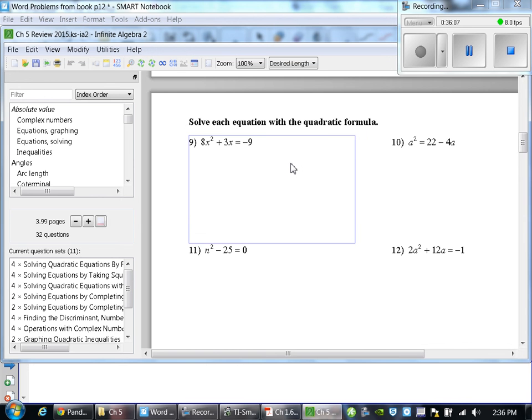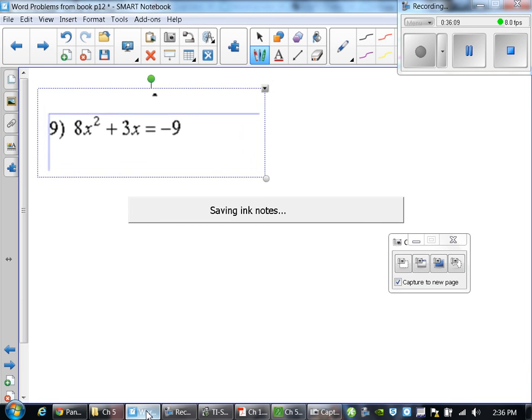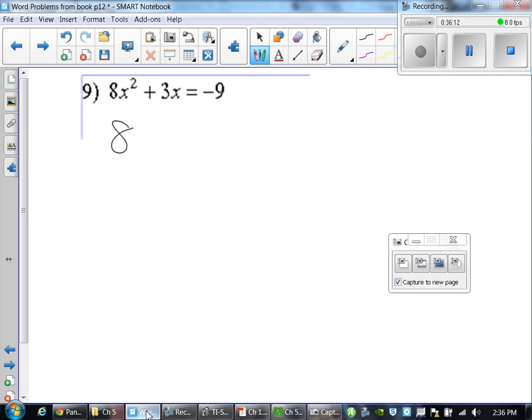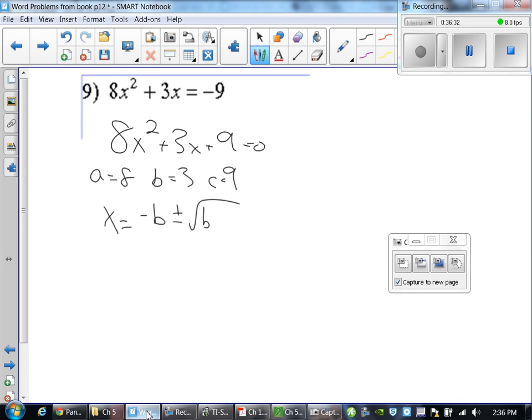Quadratic formula. You got to get everything on one side. 8x squared, 3x plus 9. List out what your A, B, and C are if you're still messing it up. A is 8, B is 3, C is 9. Sing the song. X equals negative B plus or minus square root of B squared minus 4AC all over 2A. Fill in the blanks.